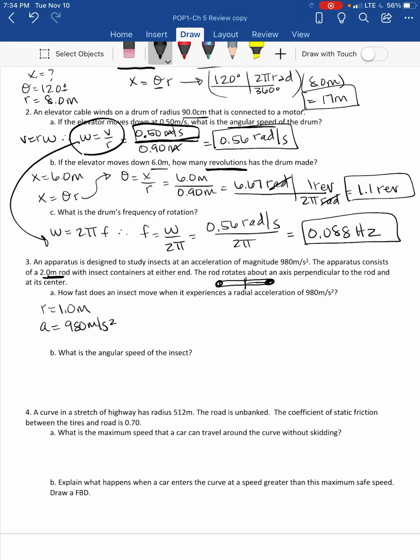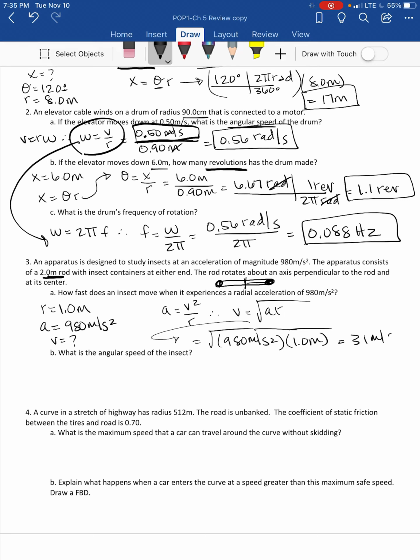So this wants to know how fast. So it's wanting us to find v. Do we have an equation that has acceleration and velocity in it and radius that we've been using? It is one that you should have used on your simulation last week. We've been using it multiple times on the PowerPoint, so hopefully this looks familiar. If you rearrange it to solve for just velocity, you should have the square root of acceleration times radius. So we've got 980 meters per second squared times the radius, which is that 1 meter, not 2, and that should give you around 31 meters per second.